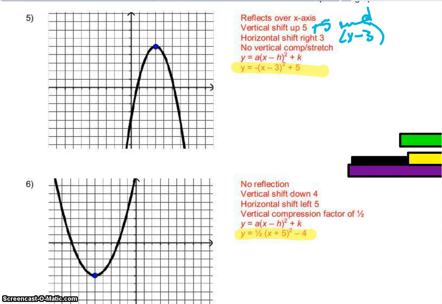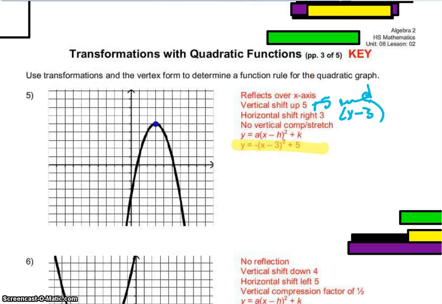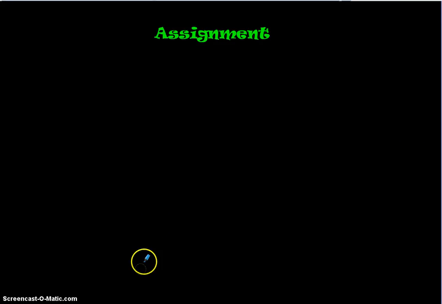So this worksheet is what your assignment is going to look like. And I believe you are ready to begin that assignment. If you have any questions, call me over.